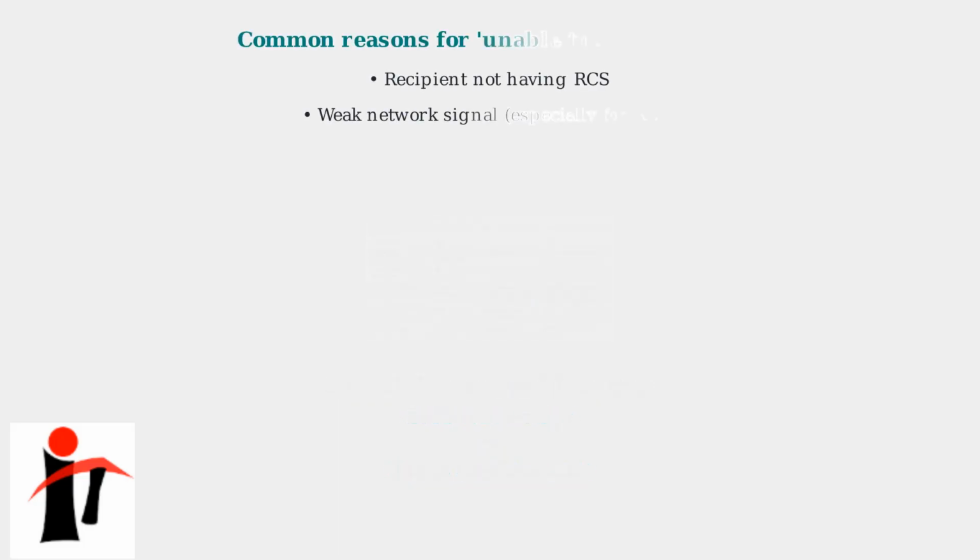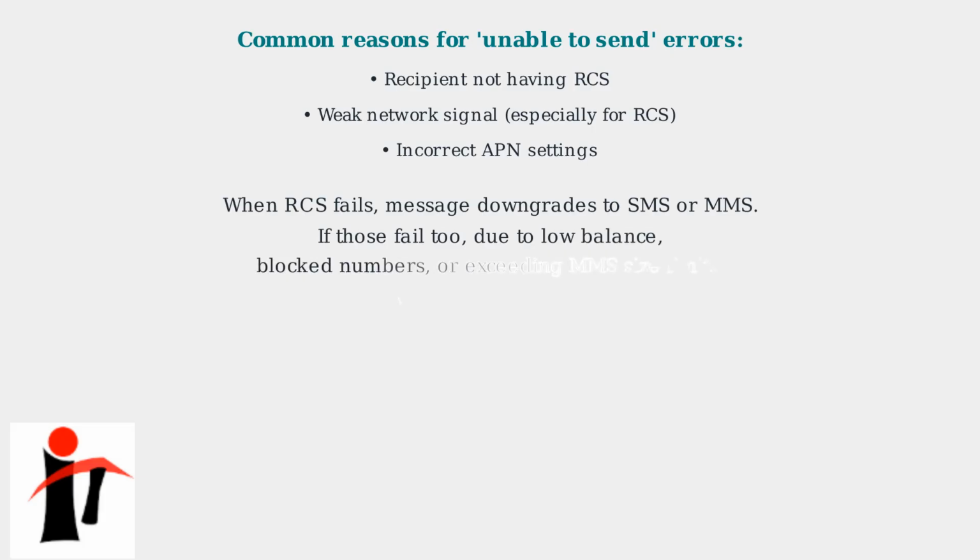Common reasons for unable to send errors include the recipient not having RCS, a weak network signal, especially for RCS, or incorrect APN, access point name, settings. When RCS fails, the message downgrades to SMS or MMS. If those fail too, due to things like low balance, blocked numbers, or exceeding MMS size limits, you'll see the error. The most up-to-date Simple Mobile app, version 7.0 Plus, has auto-diagnosis features for RCS.